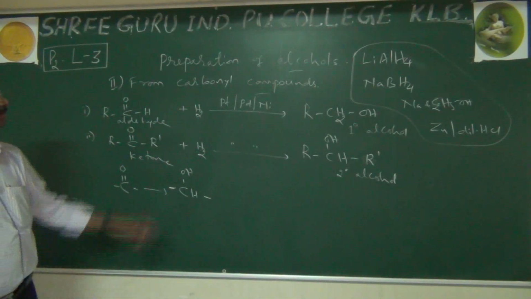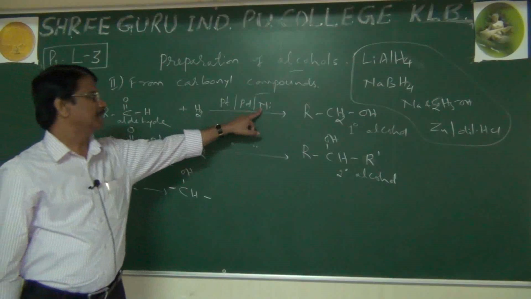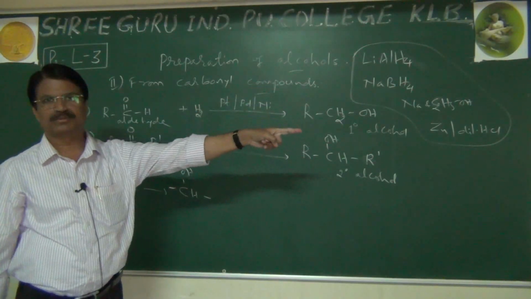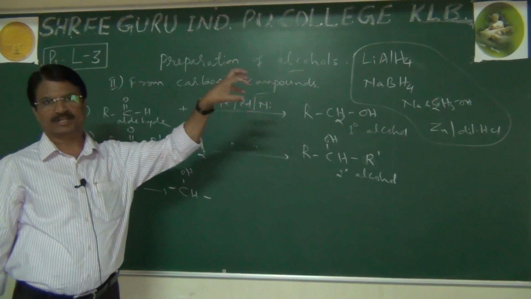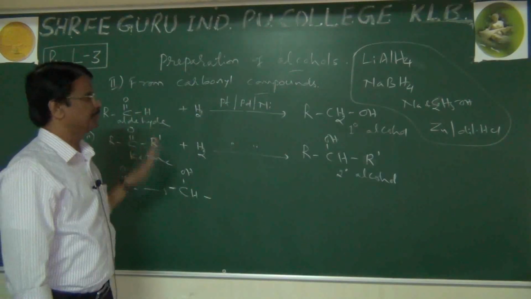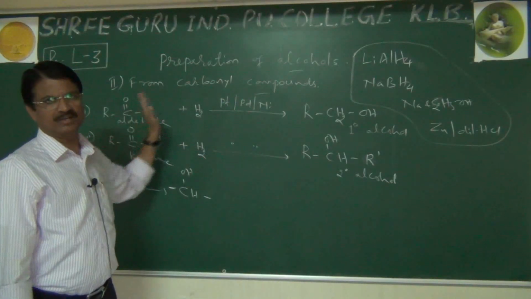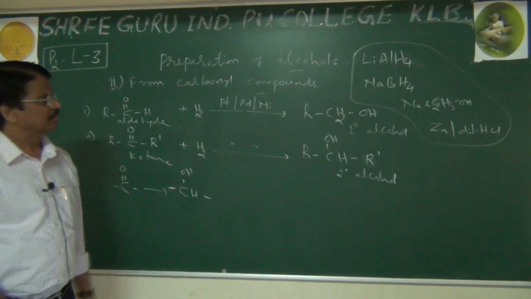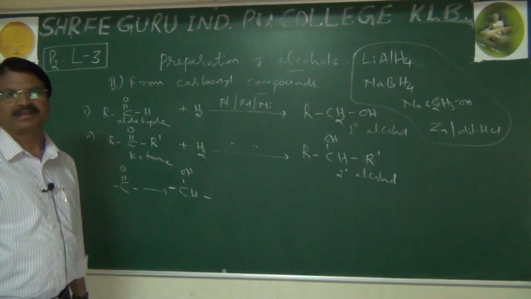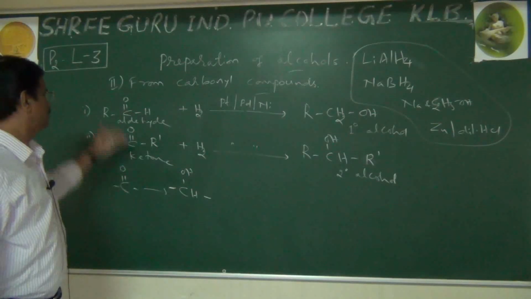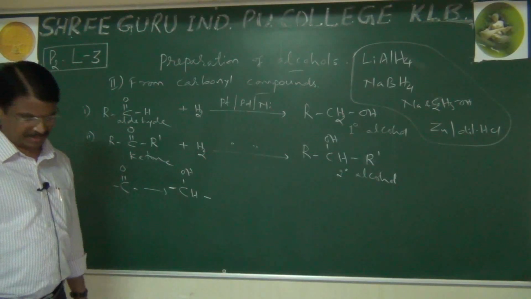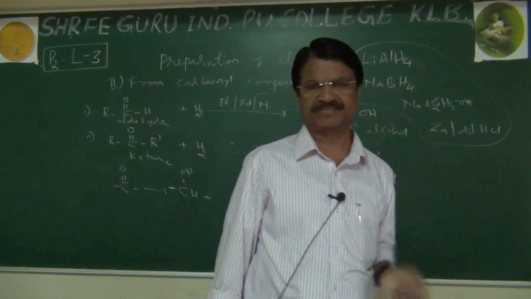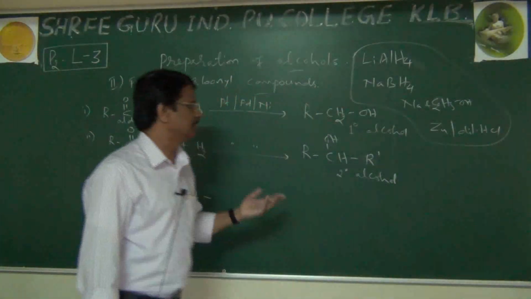Yes, hydrogen in place of nickel, platinum or palladium, or we can also use atomic hydrogen or nascent hydrogen in the reaction. They also convert aldehyde into primary alcohol and ketone into secondary alcohol. So in general, I told you how these are converted. Now take different examples, an aldehyde example and a ketone example. You may get in the theory paper, how are the following converted and write equations. This type of question is expected.